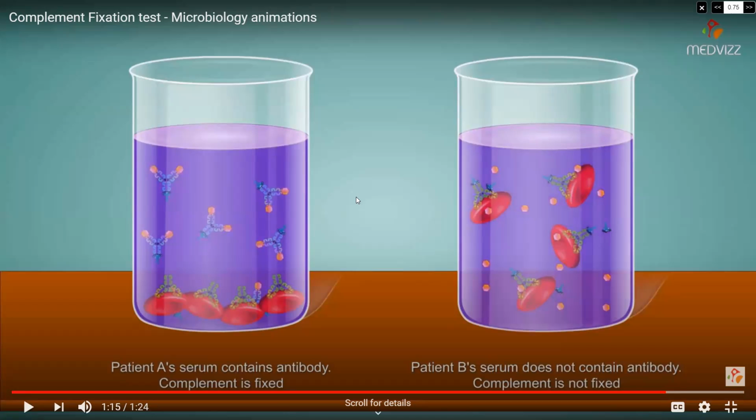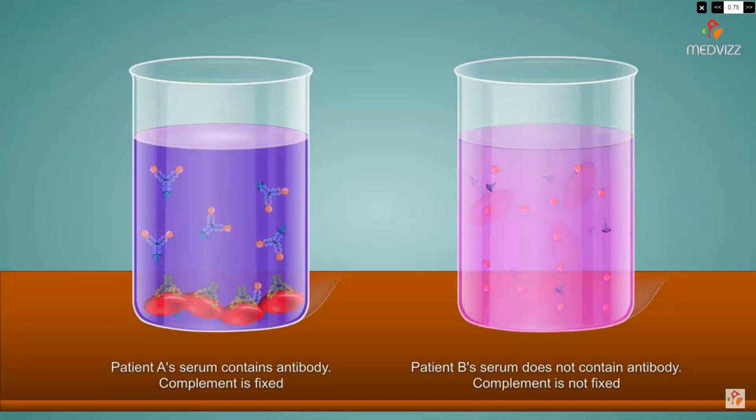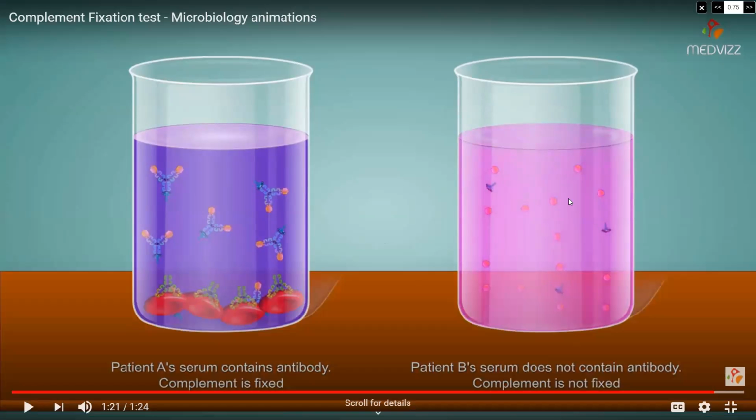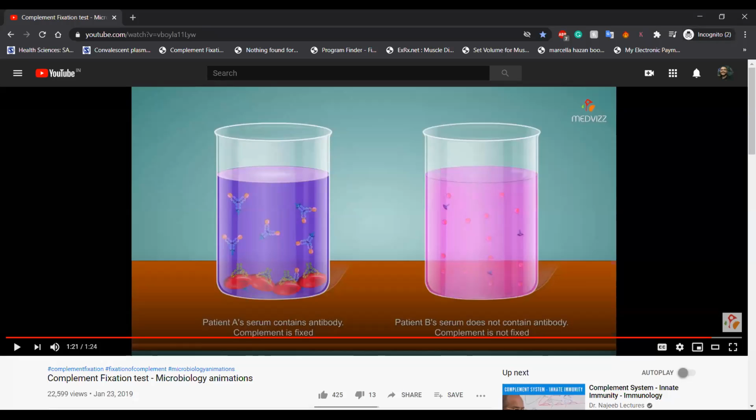This helps you know how well the complement protein is fixing to the antibody, the capability of complement to fix to antibody. Okay, see, as RBCs are lysing, the solution becomes pinkish in color. That is the complement fixation test. Okay, if you have doubts, please feel free to ask.